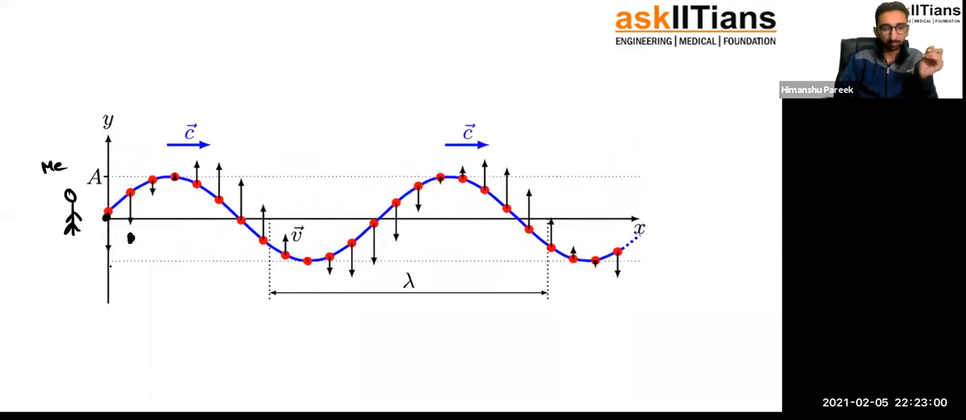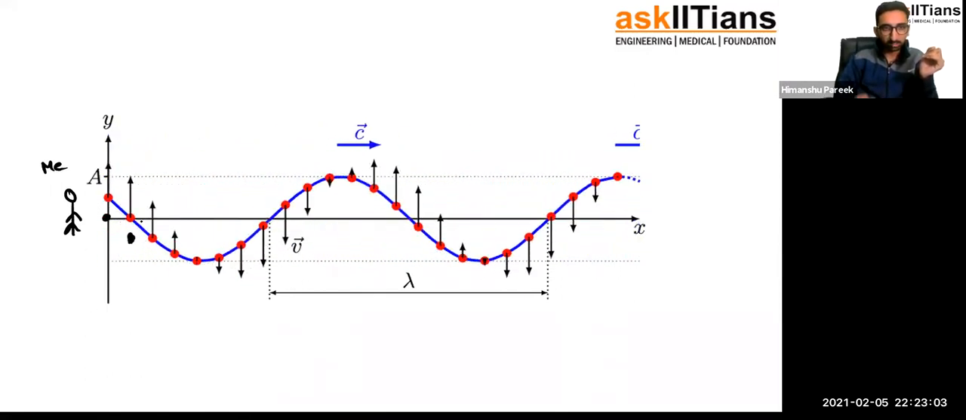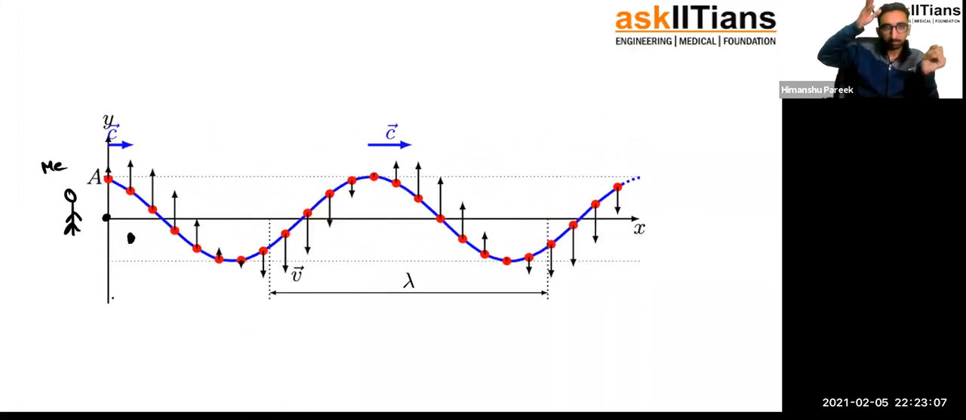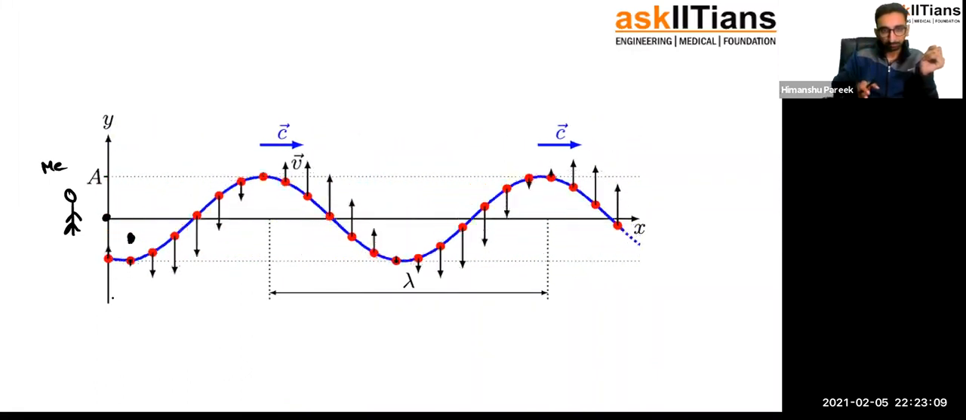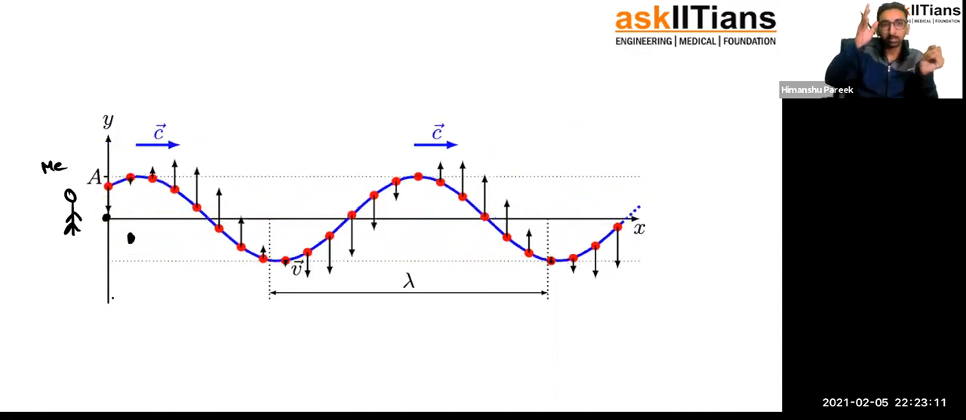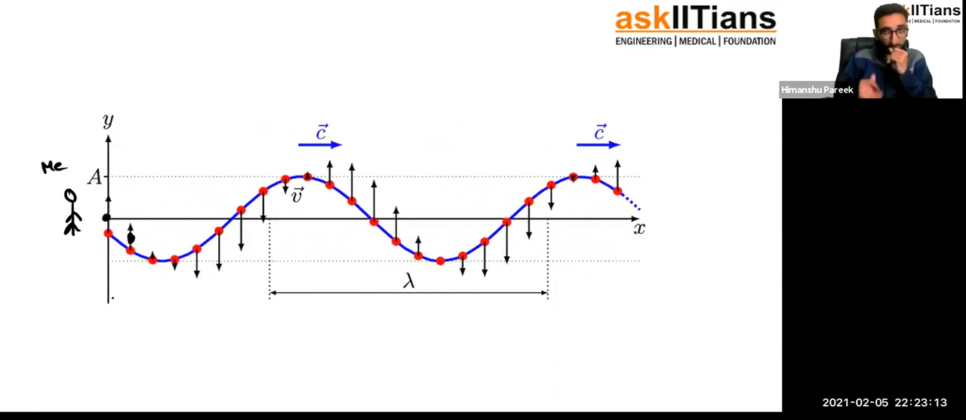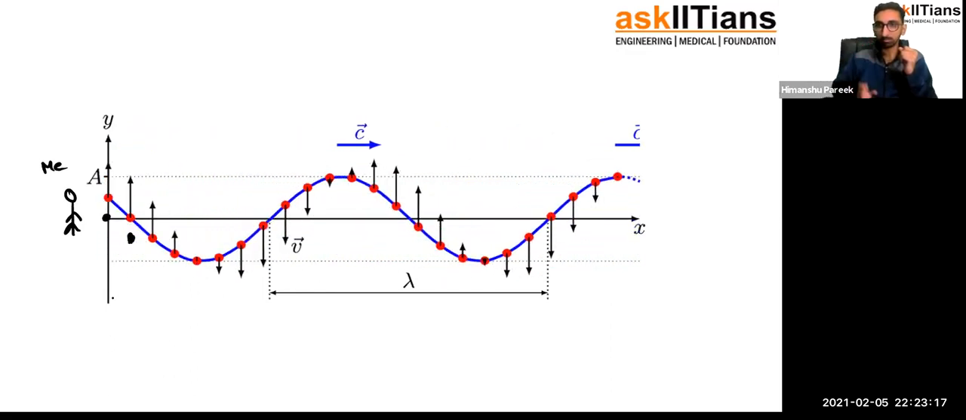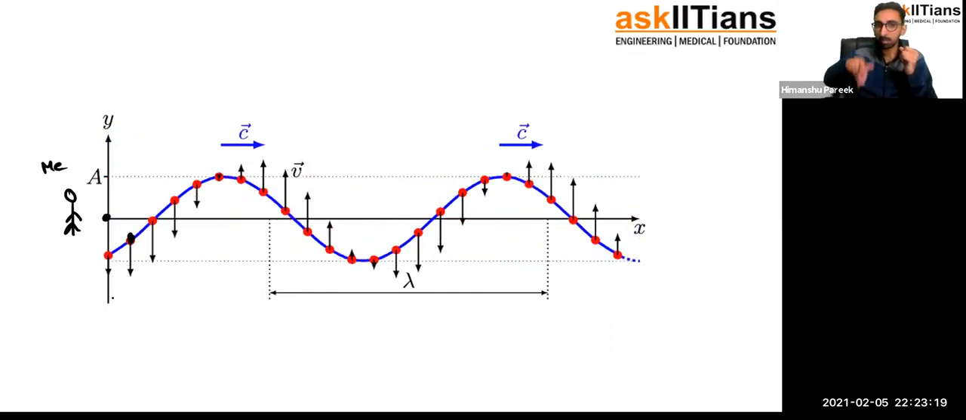I'm not able to track him. Let us just look at this guy. This guy is going up, coming down, going up, coming down. Right? So the particle is not going forward. The particle is vibrating at its own position. Right? Up, down, up, down.